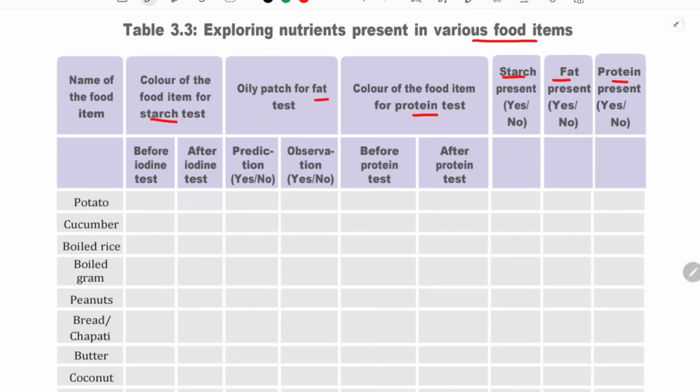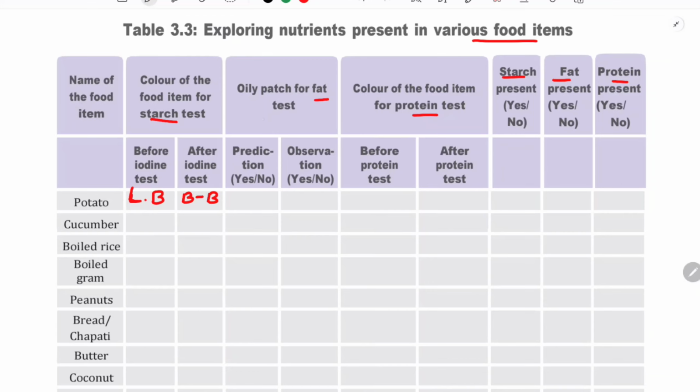Suppose this potato, before the iodine test, what is the color of potato? It is light brown, isn't it? I'll just write LB because of the space; you write in full, light brown. And after the iodine test, what happens? We have just conducted that test, isn't it? It turns into blue black. So I'll just write BB here, blue black.